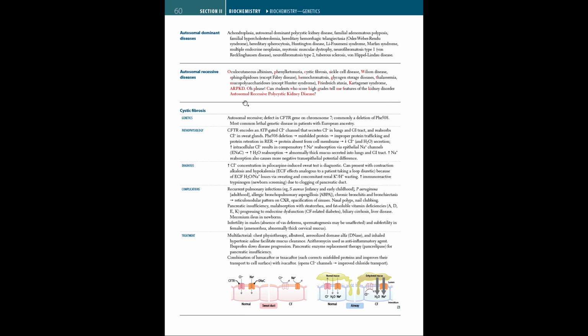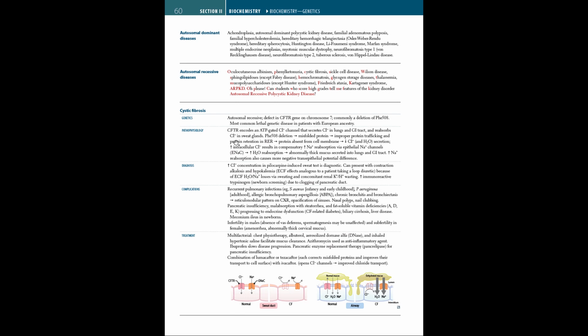Okay, moving on to cystic fibrosis. This is an autosomal recessive defect in the CFTR gene on chromosome 7, most commonly caused by deletion of Phe508, and is the most common lethal genetic disease in patients with European ancestry. The pathophysiology is that CFTR encodes an ATP-gated chloride channel that secretes chloride in the lungs and GI tract and reabsorbs chloride in sweat glands.